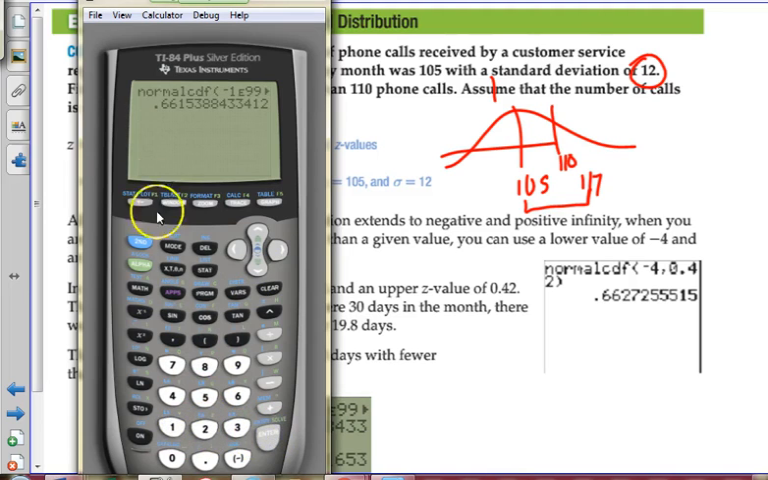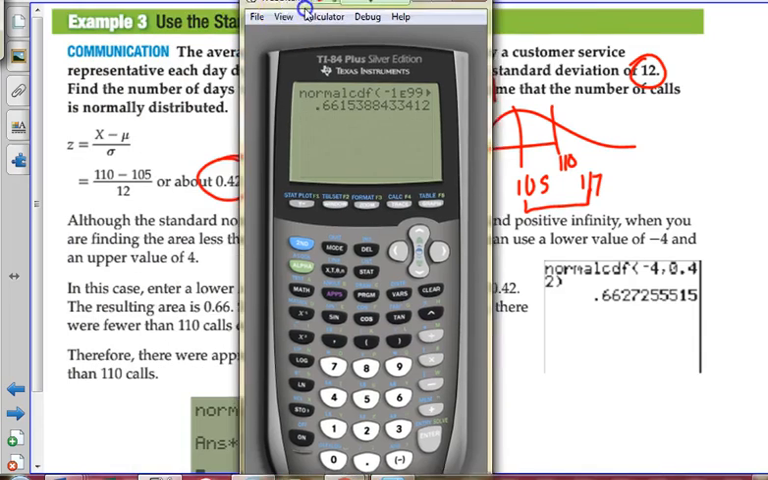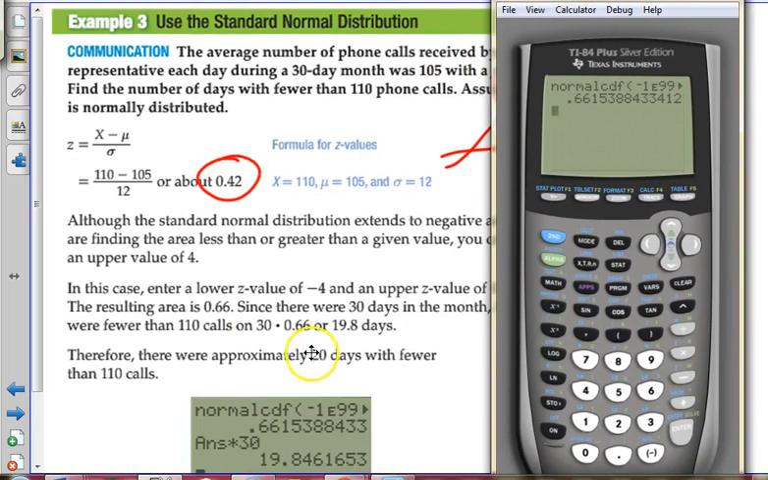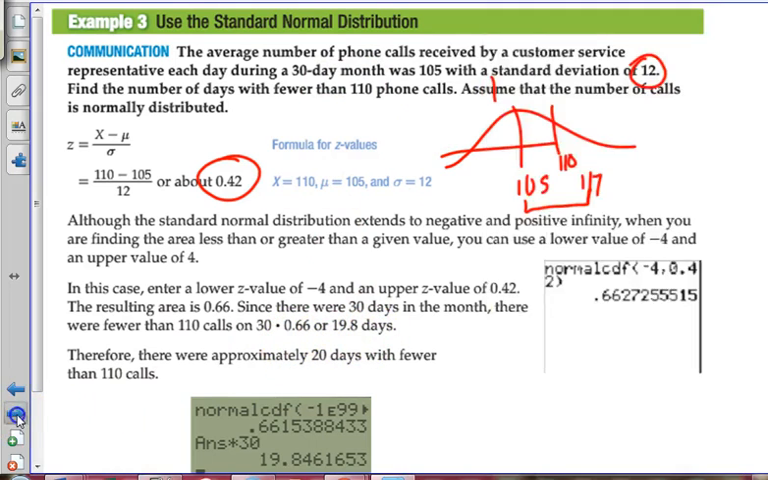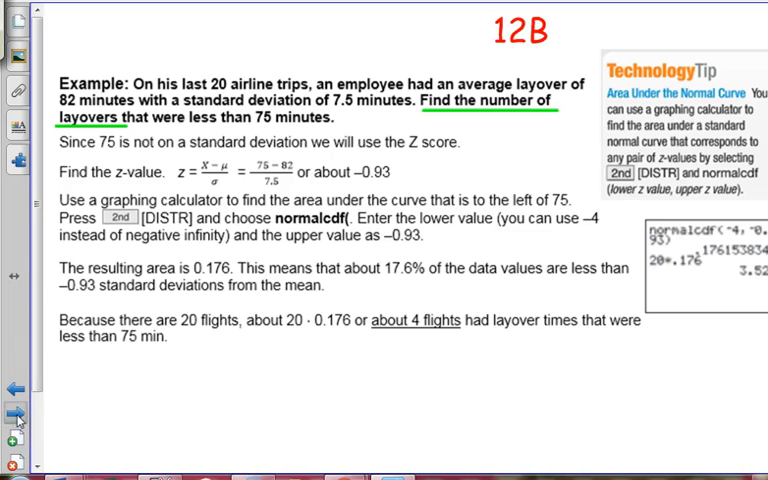Now, we didn't bother to convert it to a z-score. Did we get the same thing they did? Right here it says 0.66, right? Okay, so 66% of the calls, which in a 30-day month, you would take that times 30 days and get 19.8. All right, I vote we move on to one that you care about.